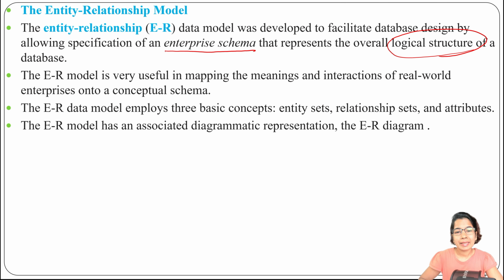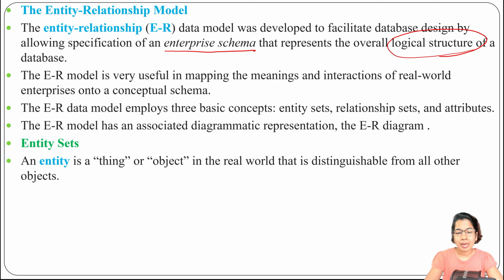First, what is an entity set? Before entity set, what is an entity? An entity is a real world object which has some existence. Which we can distinguish from others, which has some behavior or some characteristic that we can distinguish from others, is called an entity. An entity is a thing or object in the real world that is distinguishable from all other objects. It has some properties by which we can distinguish it from others.